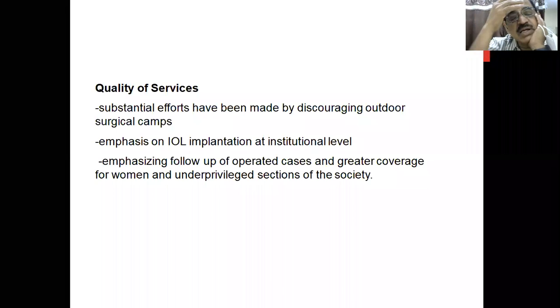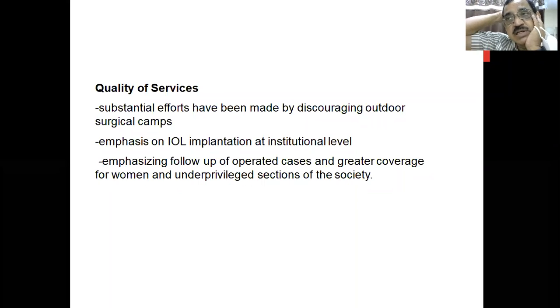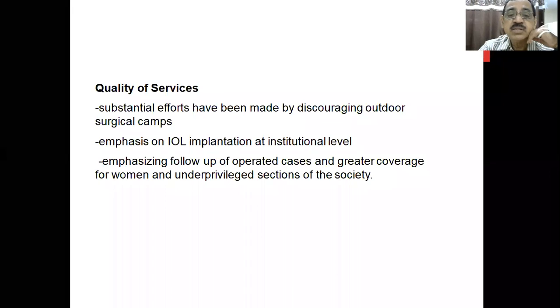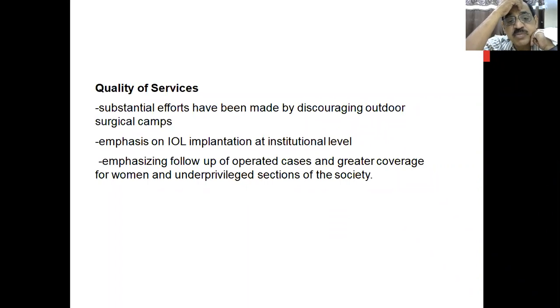And that necessitated aphakic correction in those individuals. And we used to prescribe and give the glasses also, aphakic glasses. Okay. So nowadays, we are discouraging the outdoor surgical camps. So we are not doing surgeries at the periphery. So emphasis on IOL implantation at institutional level is encouraged always. Emphasizing follow-up of operated cases and greater coverage for women and underprivileged sections of the society.